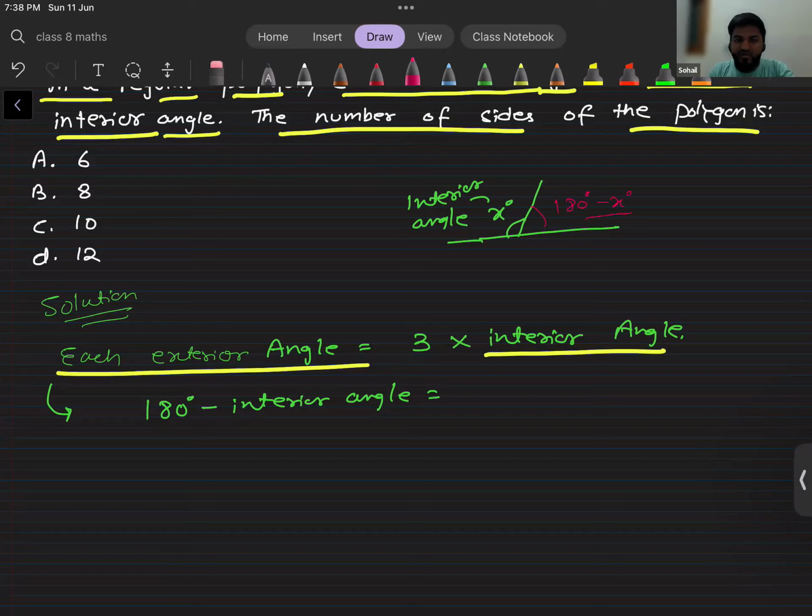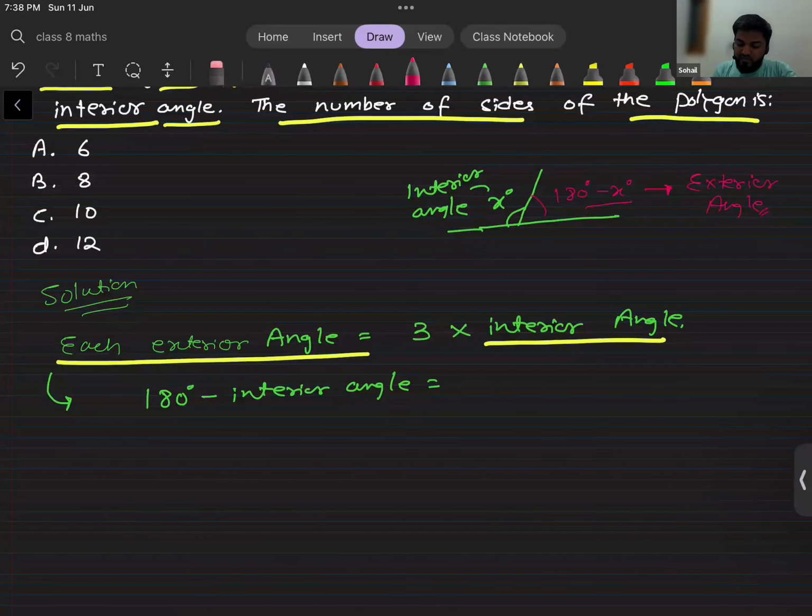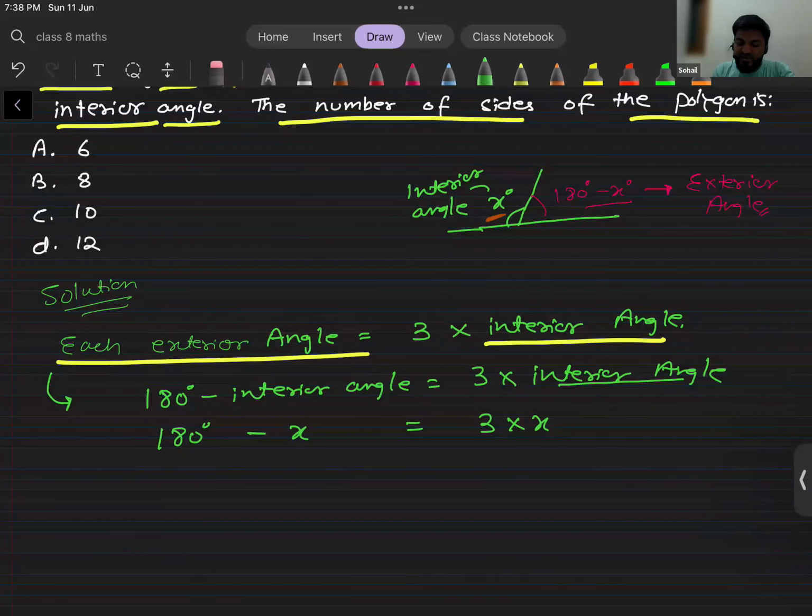Do you guys have any problem in writing this? This is your exterior angle. The basics should be very clear. So 180 minus interior angle equals 3 multiplied by interior angle. Here I have taken the interior angle, assuming it to be x. So can I not write it like this: 180 degrees minus x equals 3 multiplied by x, since the interior angle has been taken as x here.